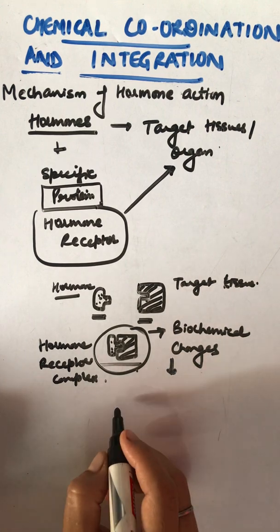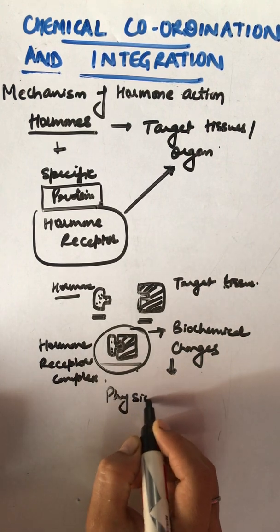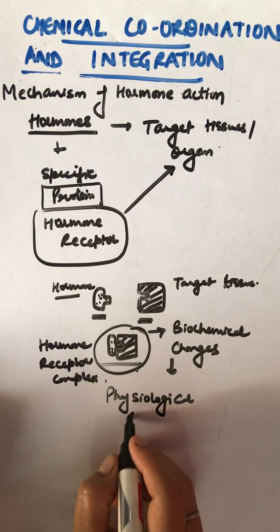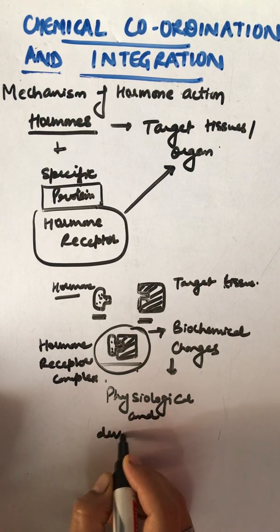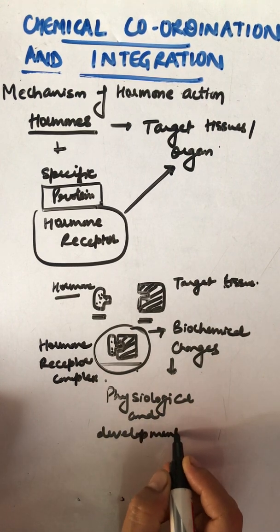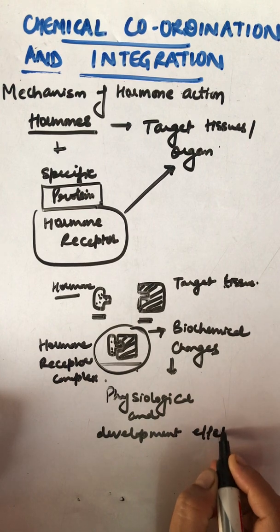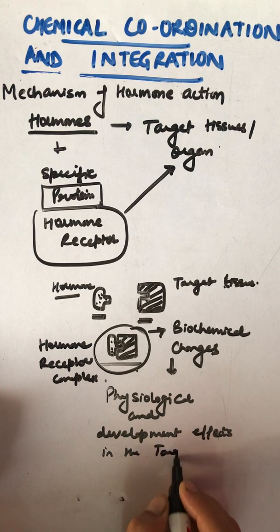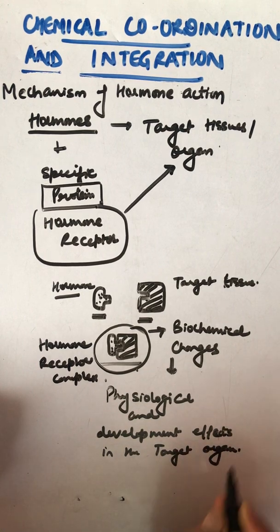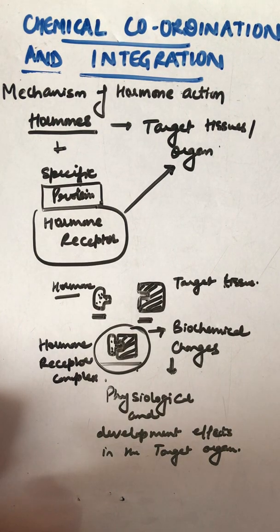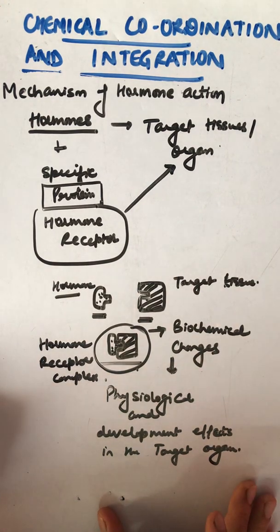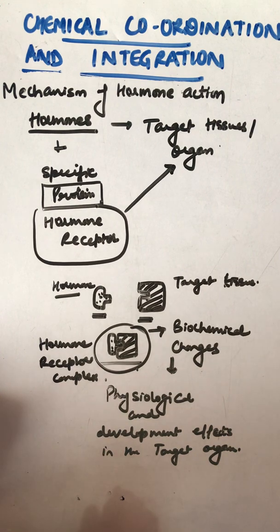these changes result in physiological and developmental effects in the target organ. These could be anything. It may lead to a change in the permeability of the membrane. It may lead to receptivity of certain other ions in the membrane. So these are basically the changes observed.